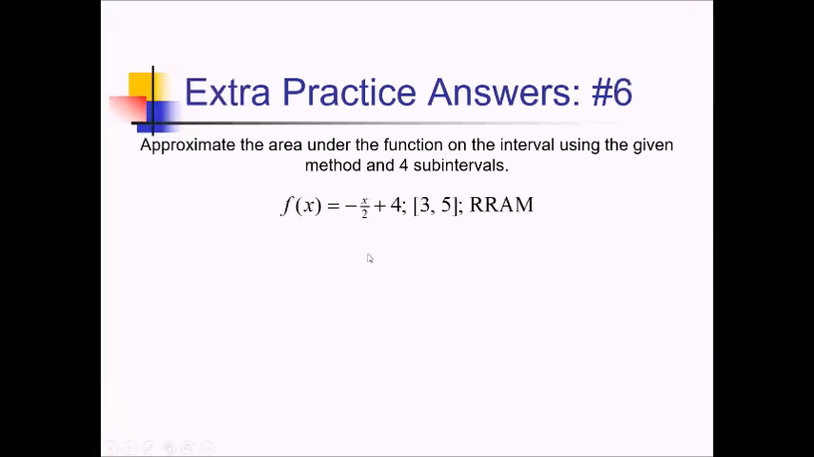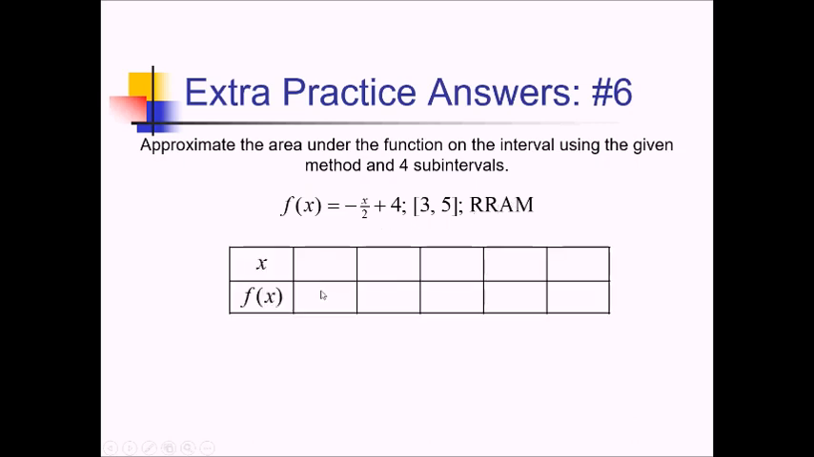For this one, I'm trying to figure out the area under this line on the interval from 3 to 5 with 4 subintervals using RRAM. Let me start by making a table of the endpoints for each of the rectangles. We're going to be starting at 3, the leftmost endpoint, and since I'm traveling a distance of 2 for the whole interval using 4 subintervals, each rectangle has a base of 0.5. So after 3, the next endpoint is 3.5. Then we've got 4, 4.5, and finally 5.